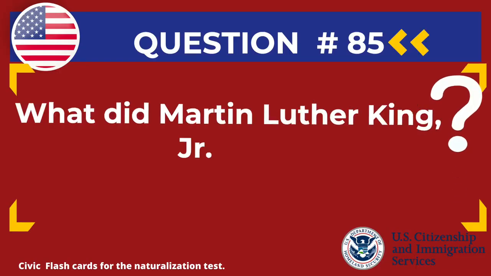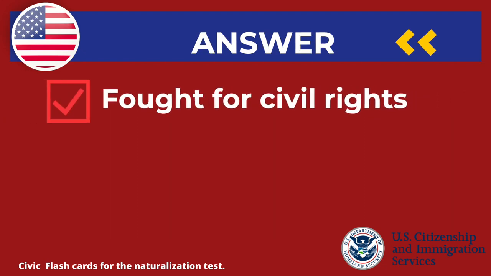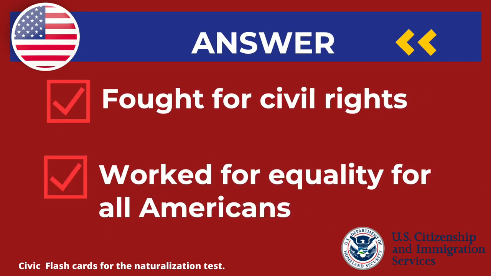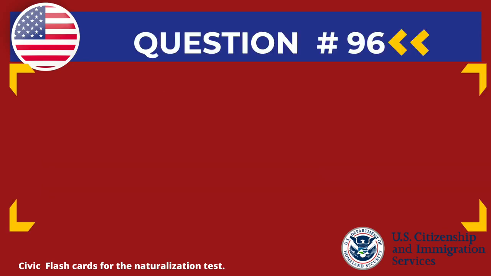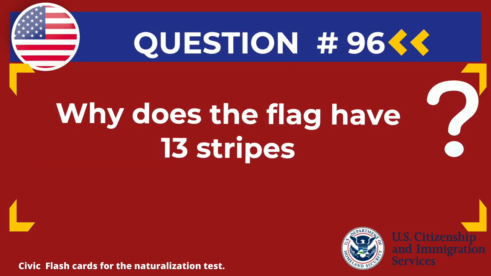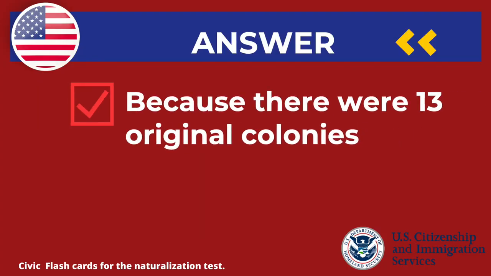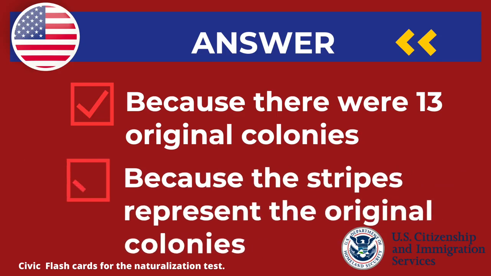What did Martin Luther King Jr. do? Fought for civil rights. Worked for equality for all Americans. Why does the flag have 13 stripes? Because there were 13 original colonies. Because the stripes represent the original colonies.